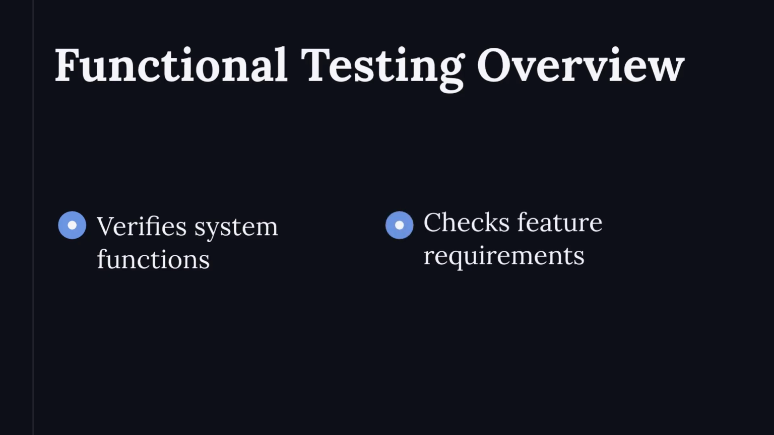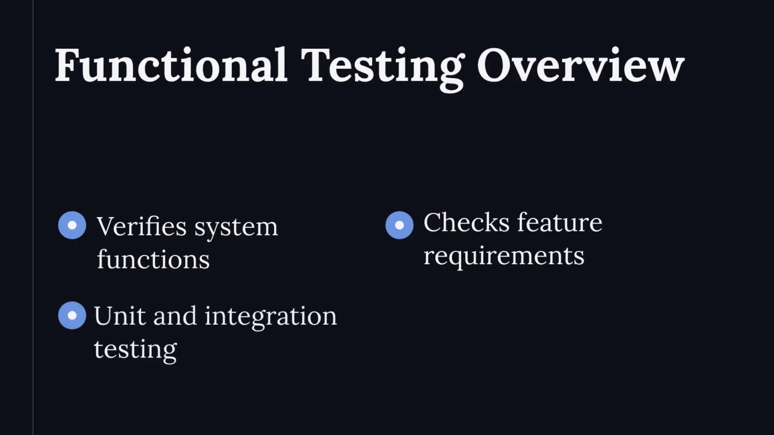Functional testing verifies the system functions as intended. It checks that all features work according to requirements. Key activities include unit, integration, and system testing. Tools like JUnit and Selenium facilitate these tests. Functional testing ensures system reliability and performance.